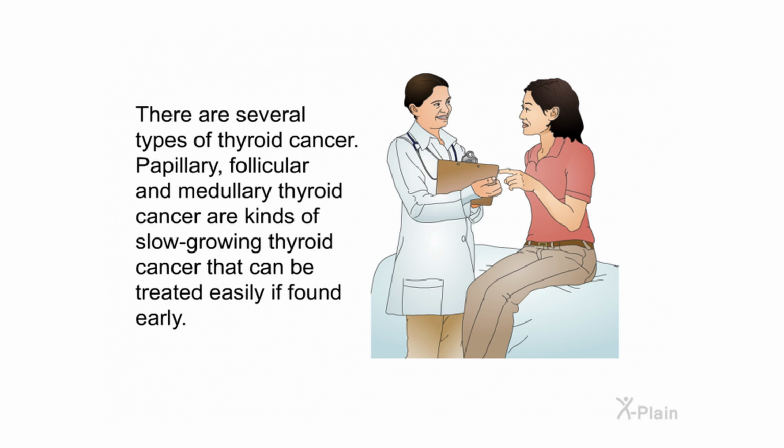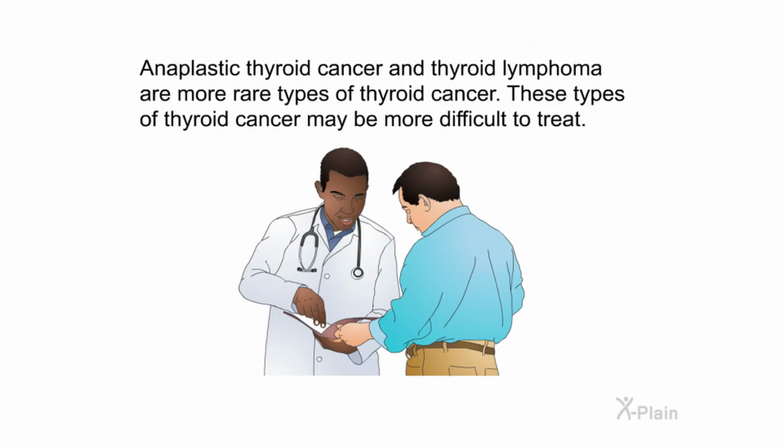There are several types of thyroid cancer. Papillary, follicular, and medullary thyroid cancer are kinds of slow-growing thyroid cancer that can be treated easily if found early. Anaplastic thyroid cancer and thyroid lymphoma are more rare types of thyroid cancer. These types of thyroid cancer may be more difficult to treat.